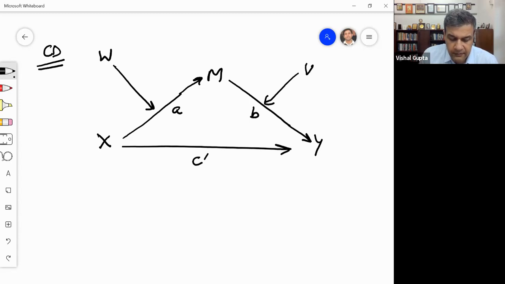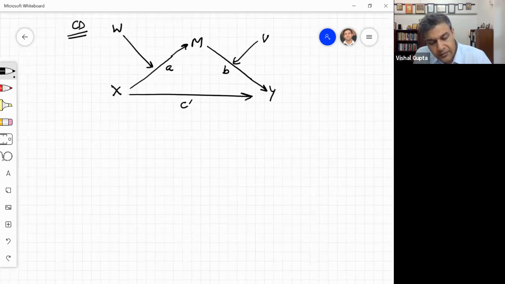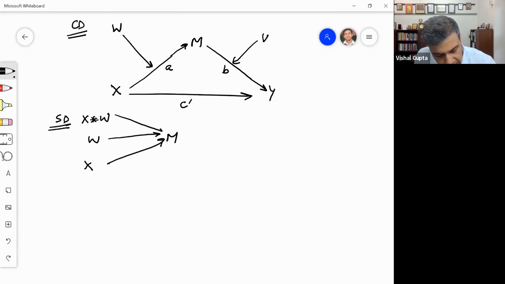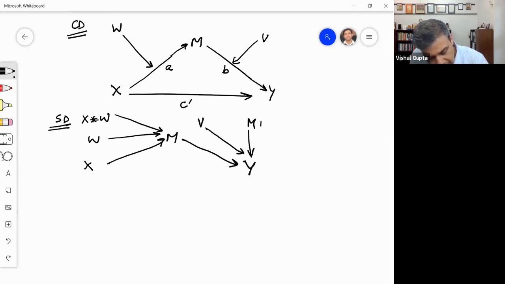The first thing that we always do is start by drawing our statistical diagram, and let's open up how the regression equations will look. So we write X to M, W to M, and then X into W to M. So this is my X, W, and X into W. Then I write my path from M to Y. So this is Y.